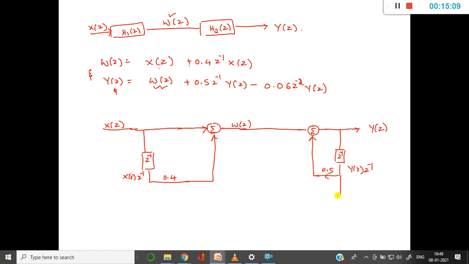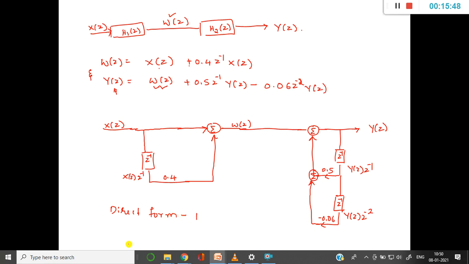Next, I need to obtain one more delay, that is z inverse. Now it is multiplied with 0.06. Again, perform a summation here with this. So I take a summation here, and here it is Y(z) z raised to minus 2 multiplied with 0.06, then added with this value to get finally Y(z). So this we call direct form 1.